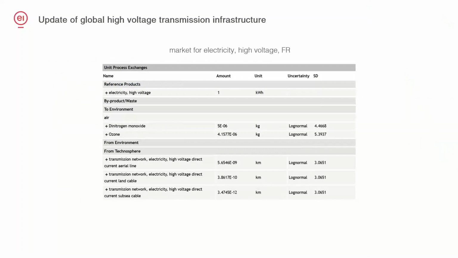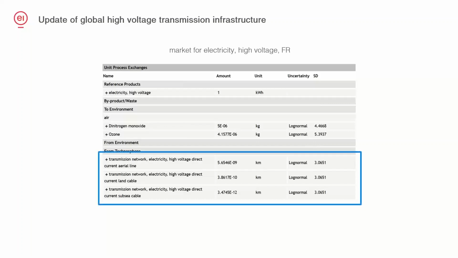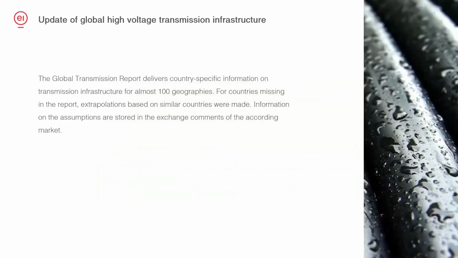So in the database, here through an example in EcoQuery, these new transmission activities look like this. For a high voltage market in France, for example, we now have 3 inputs of transmission, aerial, underground, and subsea, with corresponding amounts of infrastructure used for the delivery of 1 kilowatt-hour of electricity. From the global transmission report, data for almost 100 countries was extracted. For the remaining countries, we extrapolated from the existing data, and for these geographies, the assumptions that were made are recorded in the transmission exchanges in the market datasets.